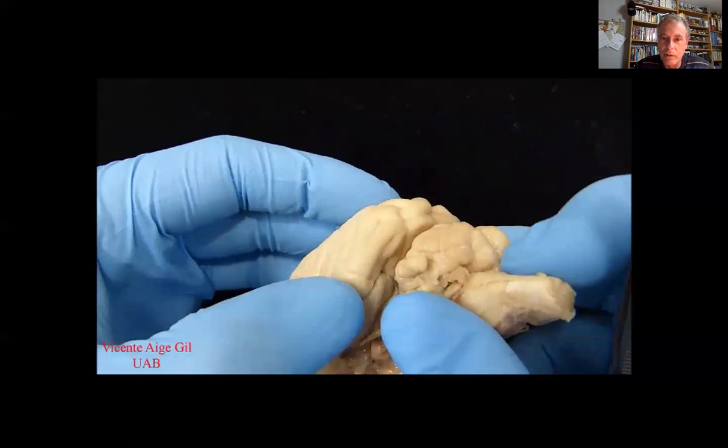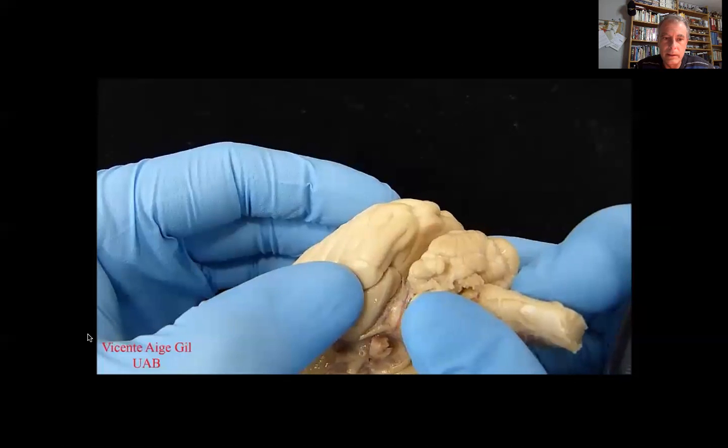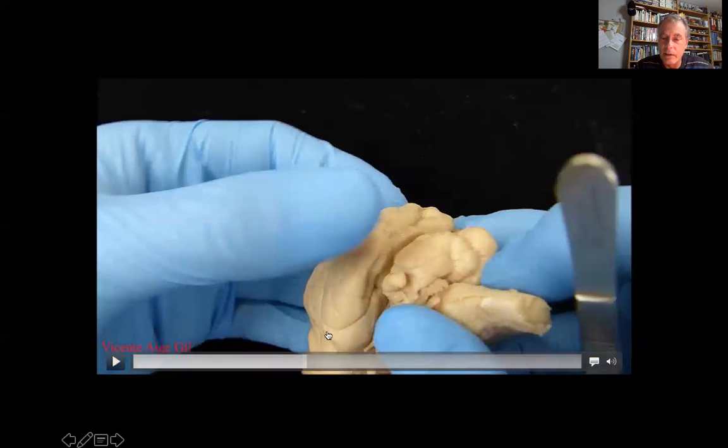And what I want to show you here is the piriform lobe, the entorhinal cortex, which continues with the parahippocampal gyrus. This is the entorhinal cortex.